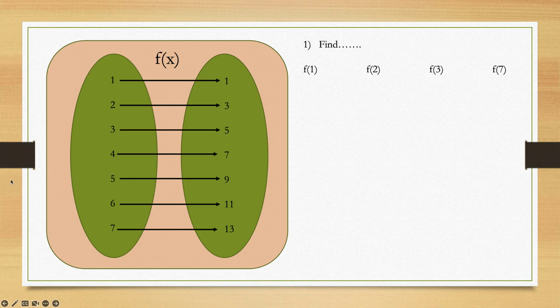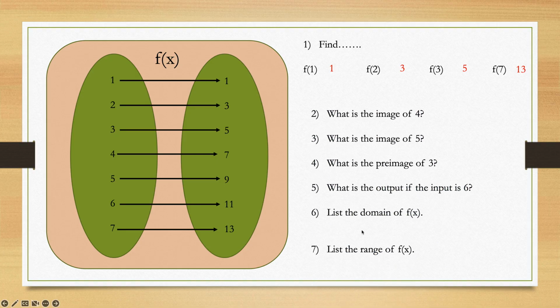Okay, so f of 1 becomes 1. 2 becomes 3. 3 becomes 5. And 7 becomes 13. And the way we would word that is we'd say f of 1 is 1, f of 2 is 3, f of 3 is 5, f of 7 is 13, and so on, where the inputs are 1, 2, 3, and 7, and the outputs are 1, 3, 5, and 13. Any input is a domain element, any output is a range element. Let's try these. Go ahead.